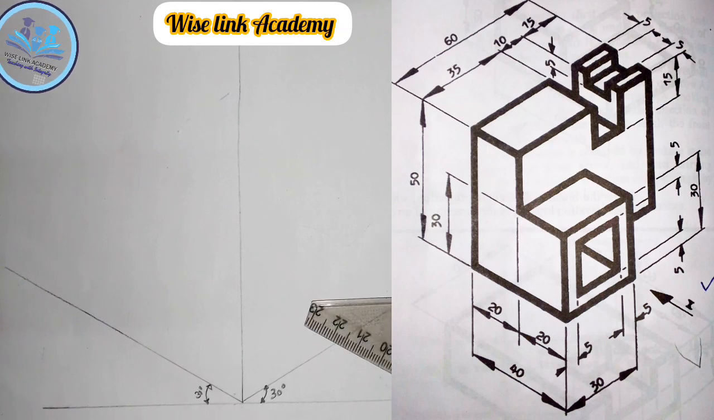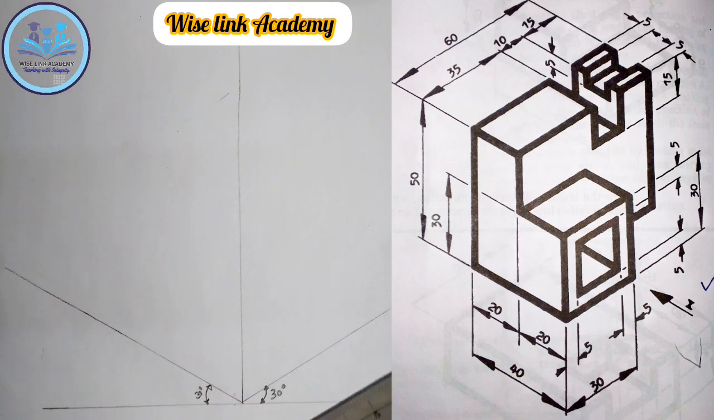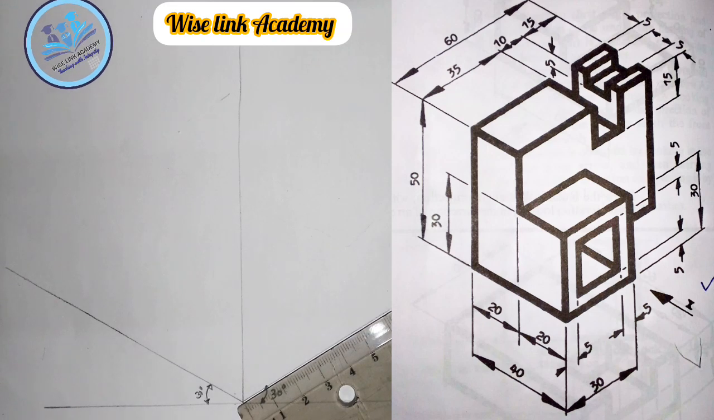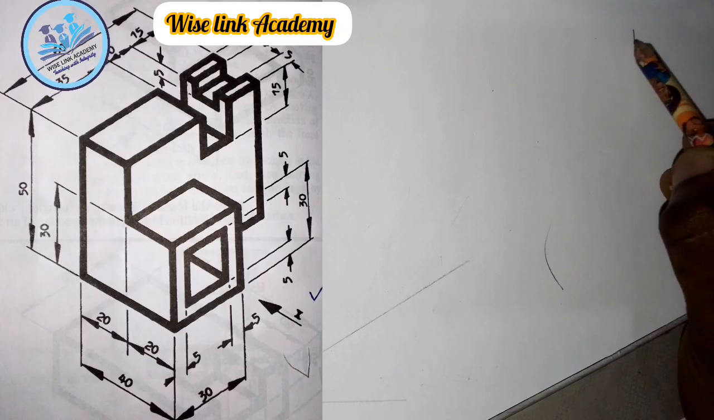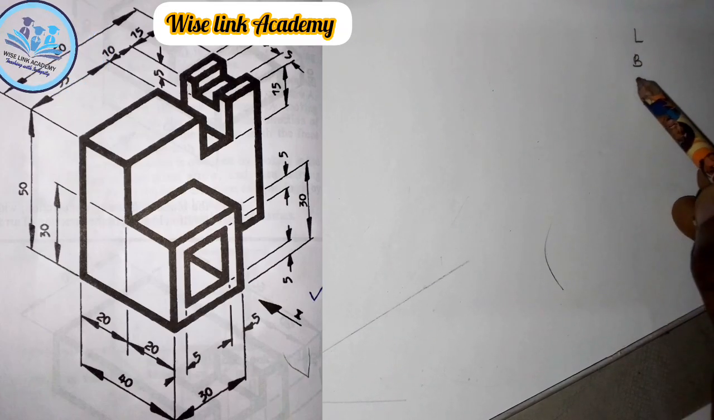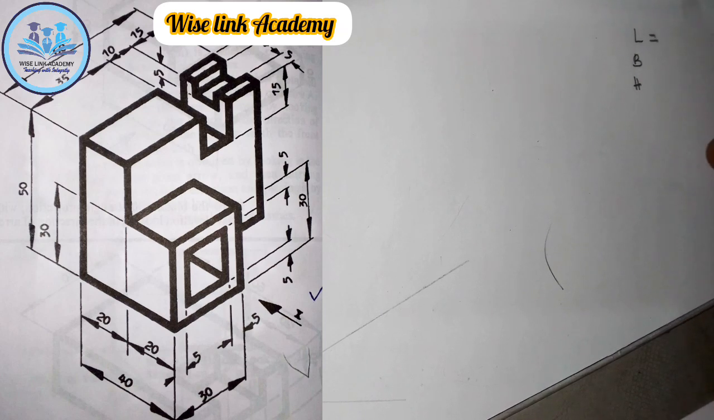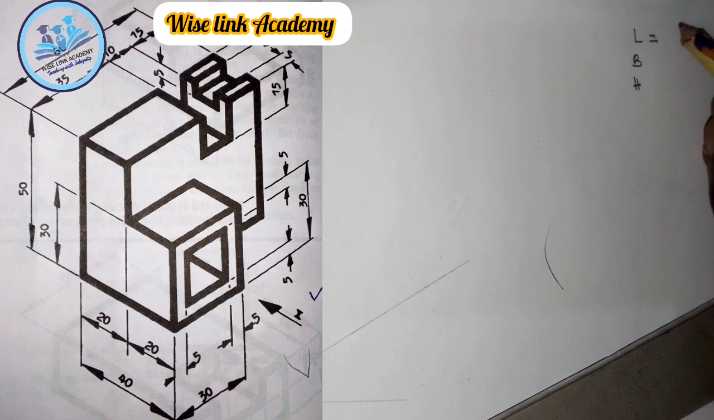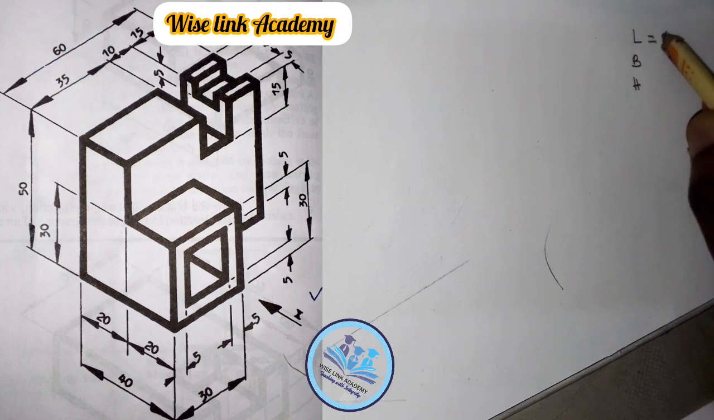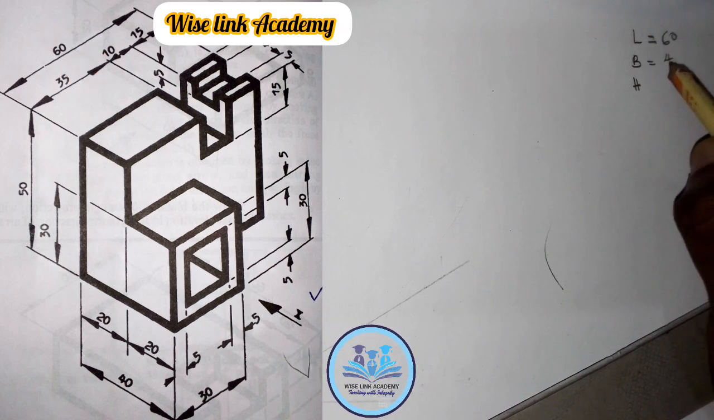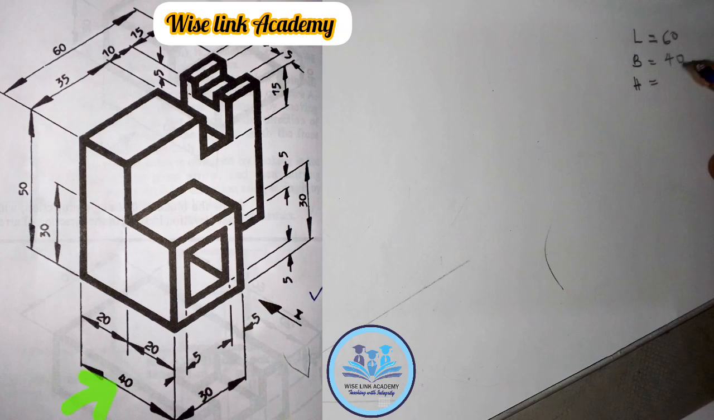Now you measure 30. Now take your arrow 30 from this point. From here to here is 30. Before I measure that 30, as we know that isometric, there are some things we need. We need the length, the breadth, and the height. Our length in that figure is given as 60 rather. Our breadth is given as 40, and our height is given as 50.